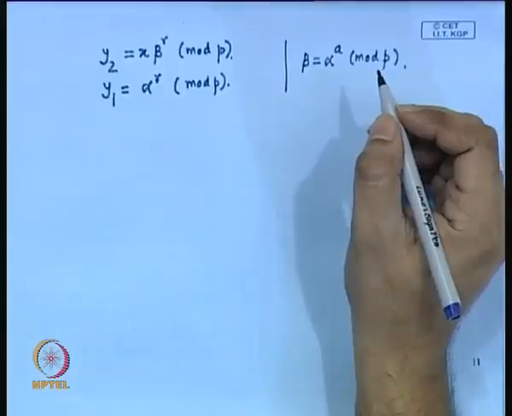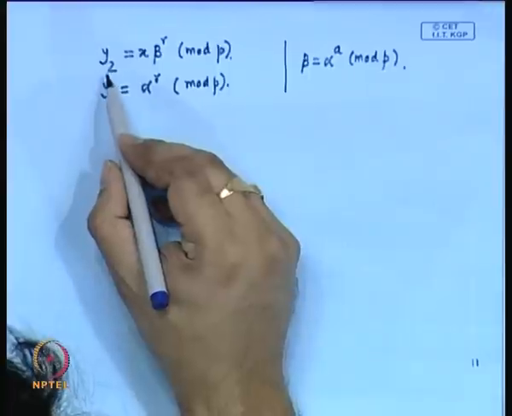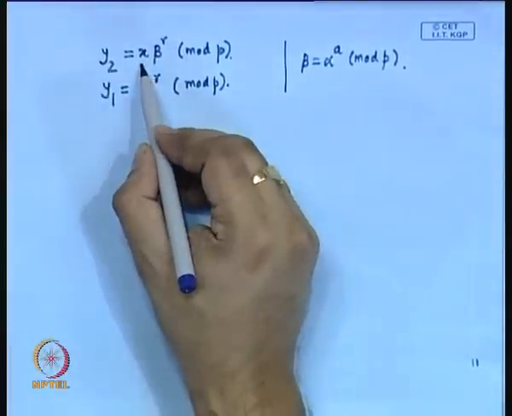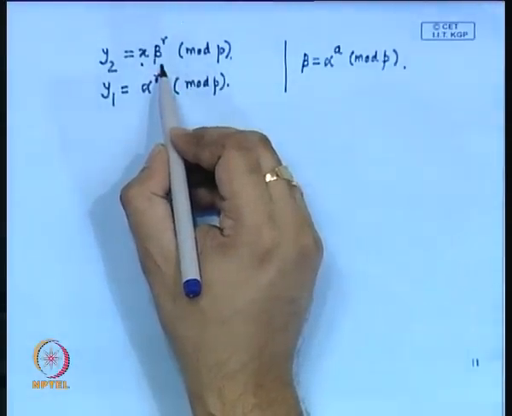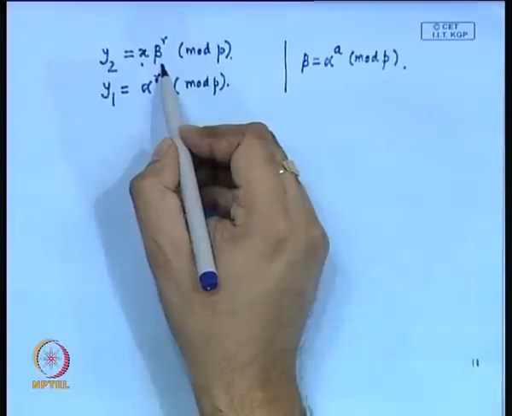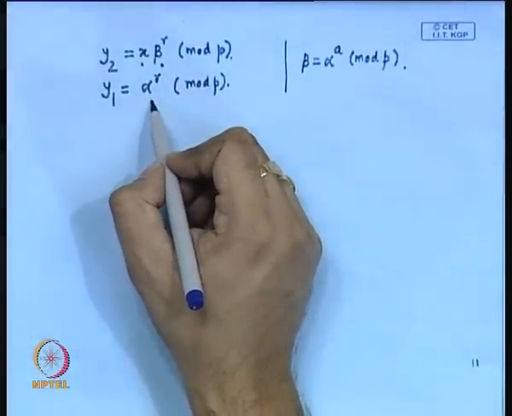Okay. So what the receiver does is that when it receives this y2, in order to find out this value of X, it needs the inverse of beta power of R. So that means it needs to compute the value of beta power of R. But remember that the receiver also has this alpha power of R, right.